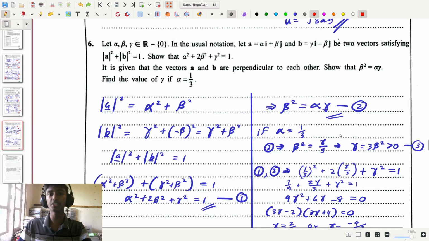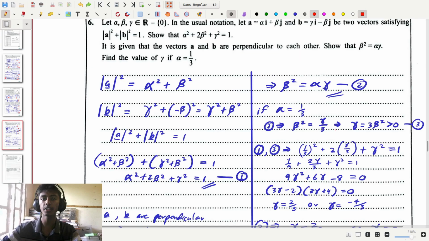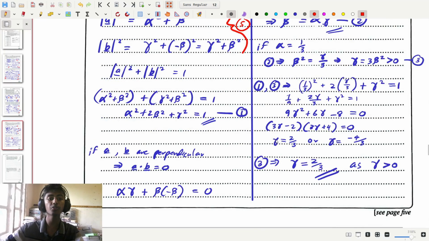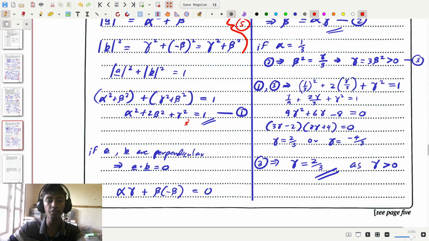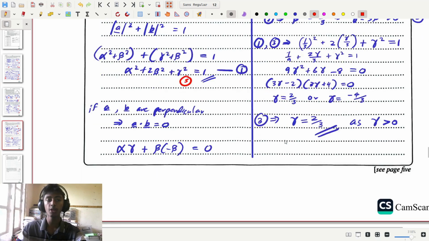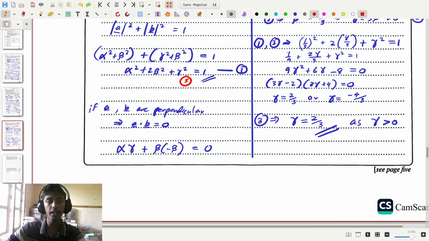Finally, if we consider the marking scheme for this question, at the start, when you find the modulus of a squared and the modulus of b squared like this, you get 5 marks. When you then substitute those two values to get equation number 1, this equation alpha squared plus 2 beta squared plus gamma squared equals 1, you get another 5 marks. After this, when you apply the principle that when two vectors are perpendicular, their dot product is equal to 0, and you write down this equation right here, you get 5 marks.